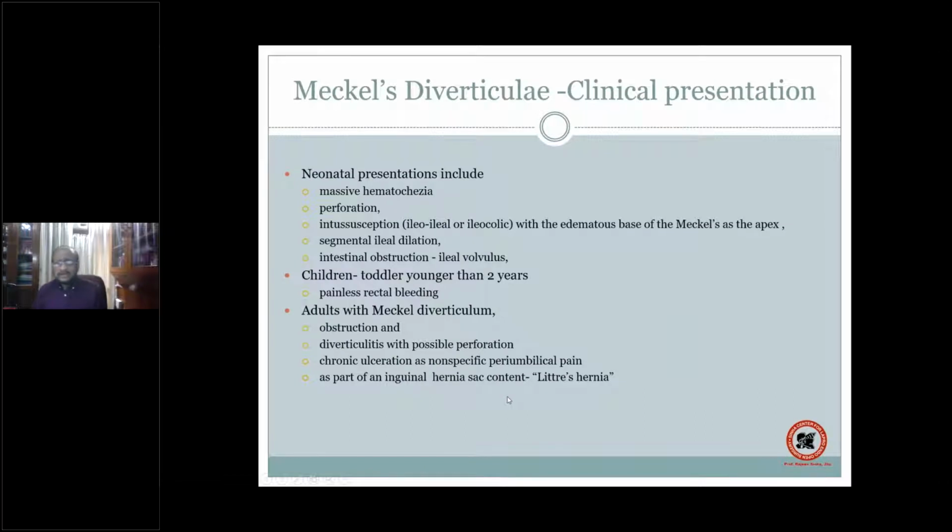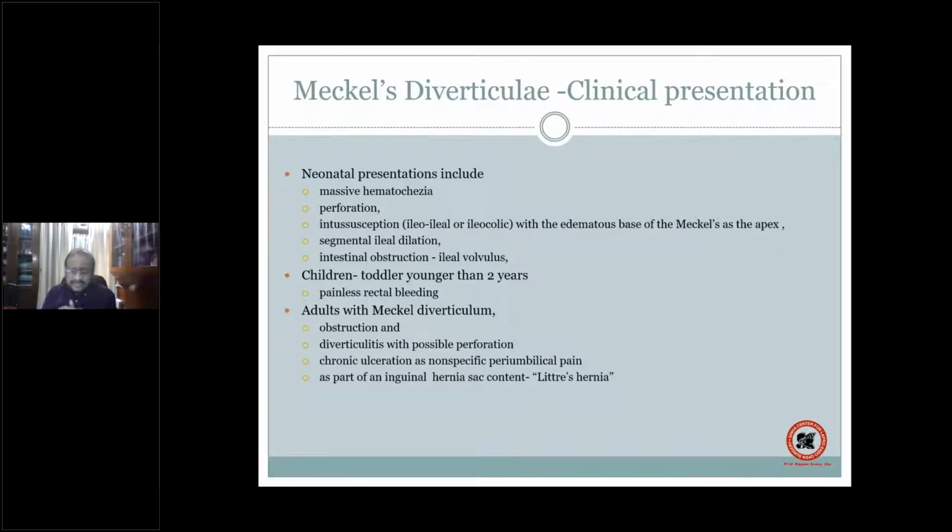Okay. Now coming to the clinical presentation, how does it really present? In the neonatal presentation, it includes number 1, massive hematochezia. The patient can be passing frank blood in the stool. There could be a perforation subsequent to a diverticulitis, or there could be intussusception starting from the tip or starting from the base of the Meckel's diverticulum, and that forms the apex of the intussusception. So it is the edematous base of the Meckel's which is forming the apex of the intussusception, not the apex of the Meckel's. That has to be remembered.